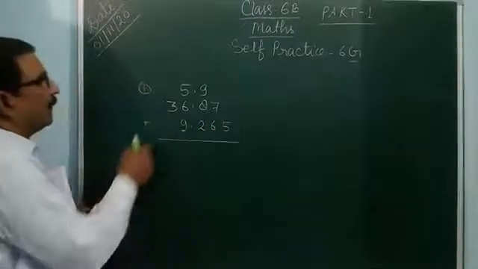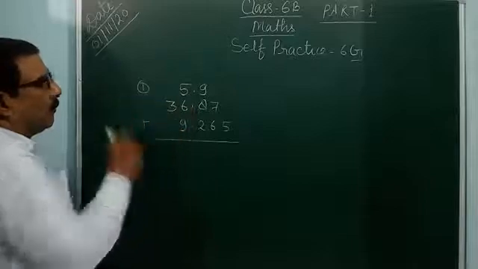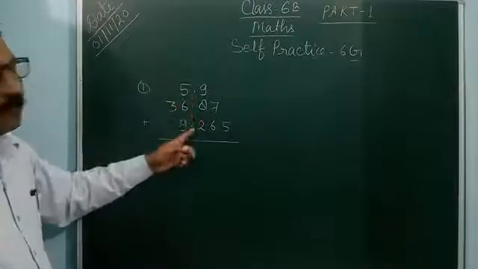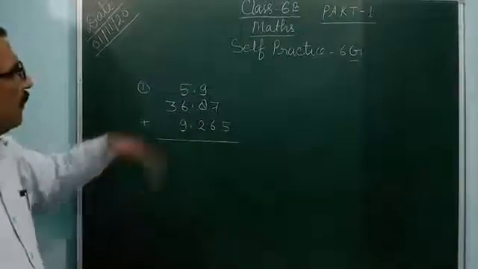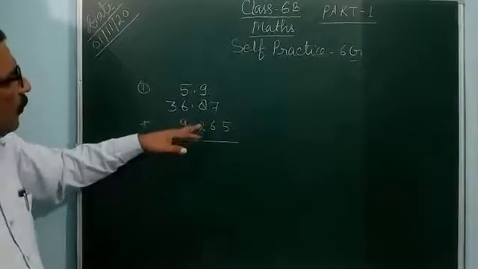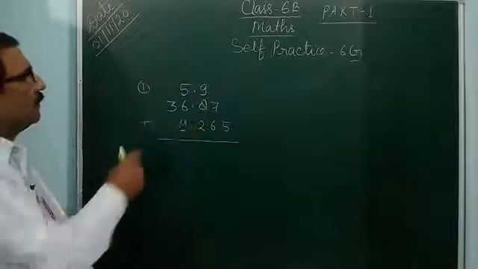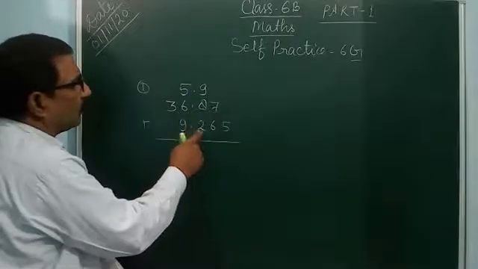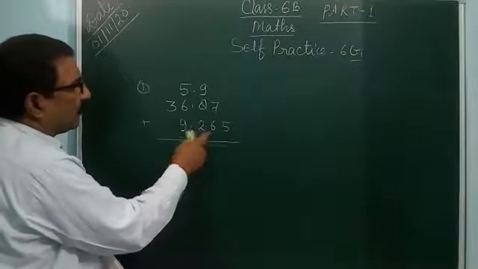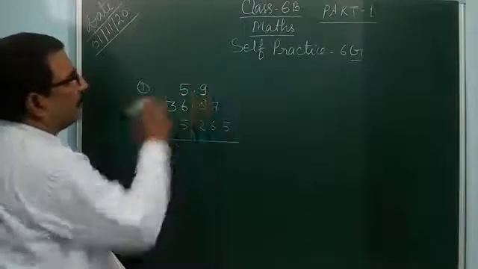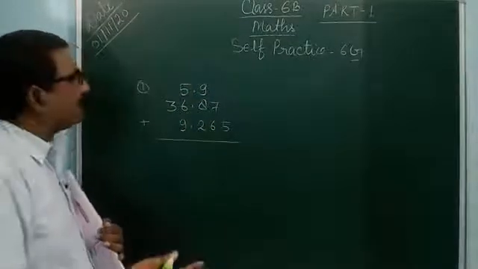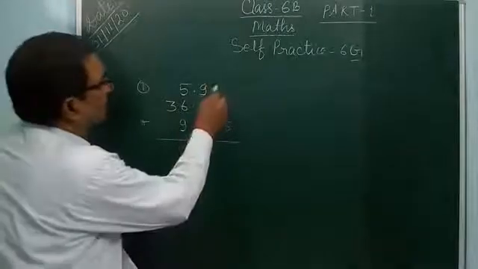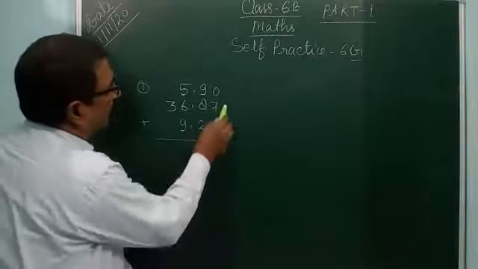You can see decimal below decimal below decimal. All the decimal points must be in one line vertically. After that you can see 0.9 only this one, 0.87 this one, 0.265. After the decimal 3 digits, 2 digits, 1 digit. So you can change into like decimals by filling with 0. Here also 0, here also 0.